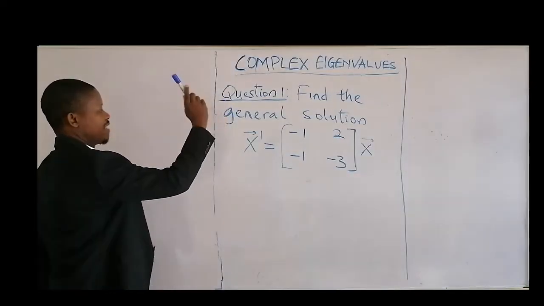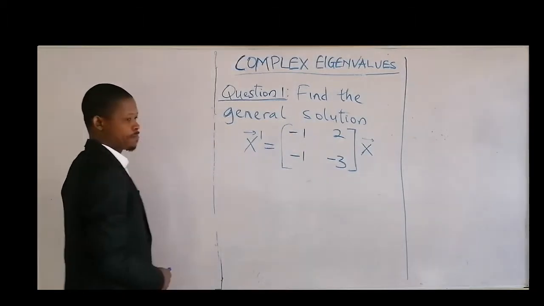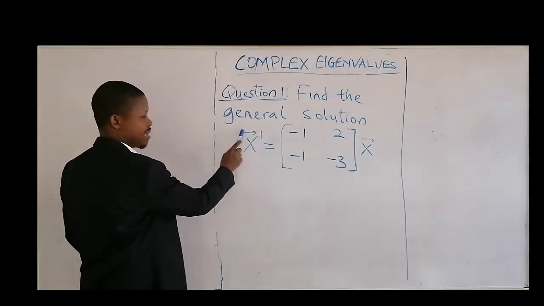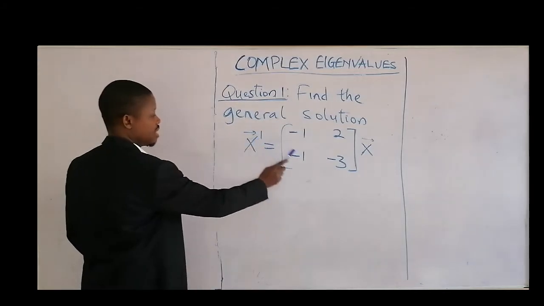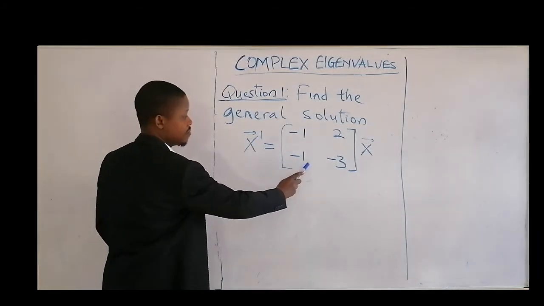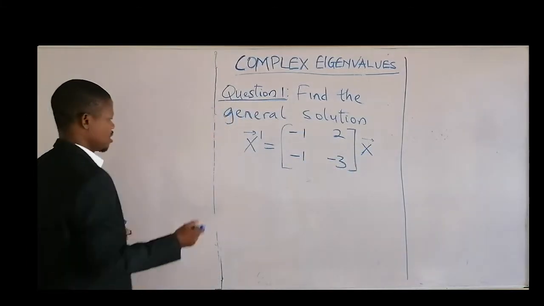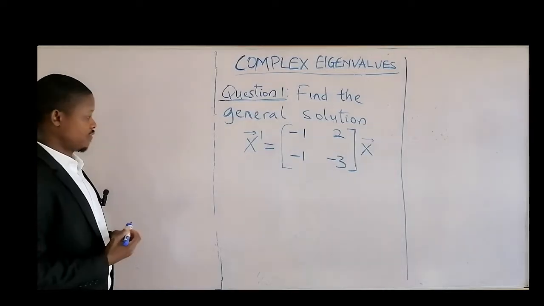Question one. Find the general solution of this system. This is x bar differential, and then we have this one according to the standard form. This is matrix A, and this is a vector. To find the solution, there are steps to be followed.